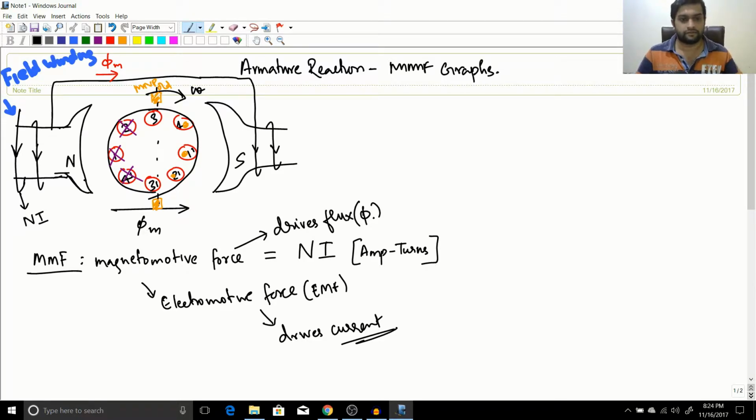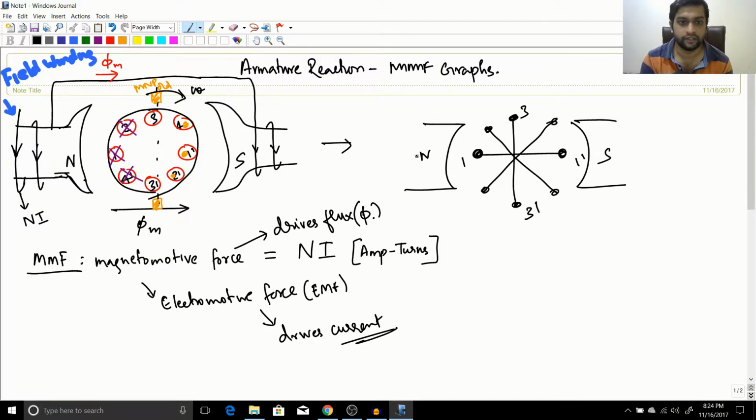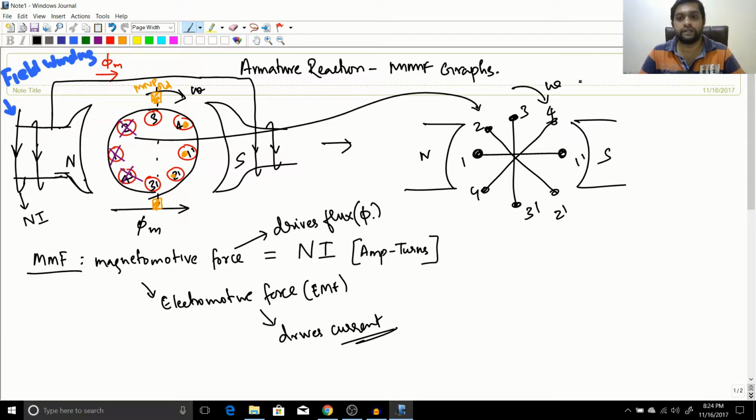Now let us convert this diagram into a simpler form so that we get something like this. This is north and this is south. Let me make a positional map of these conductors. Here you have conductor number one, and this is one dash. Remember that this is not a top view or side view, nothing. It is just a positional map. You will understand the importance in a few minutes. So this is 2, 2 dash, 3, 3 dash, and 4, 4 dash, and the machine is going to rotate in this particular direction.